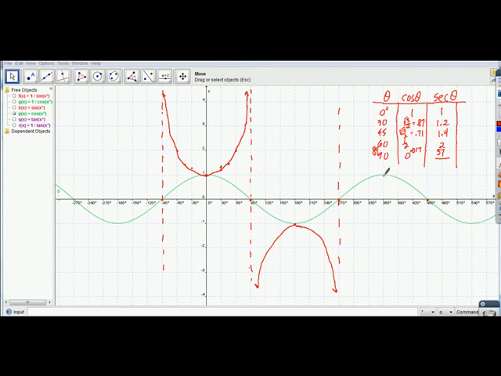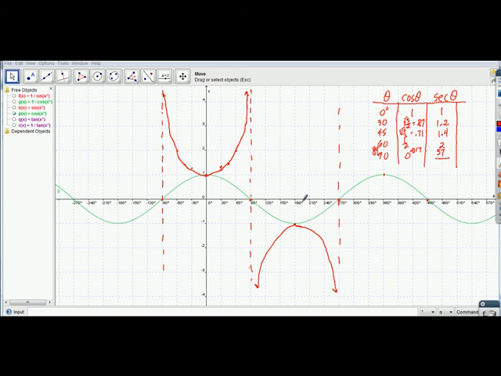Then guess what it's going to do here? It's going to hit here, and it's going to go up like this. Down here, it's going to go down like this. Every time it's on one of those down curves, it's going to go down. Every time it's up at the top of one of these, it's going to go up. So you definitely see a relationship between the secant and the cosine, don't you?